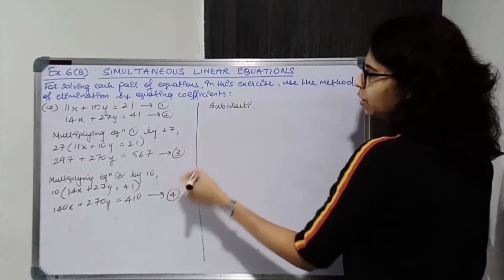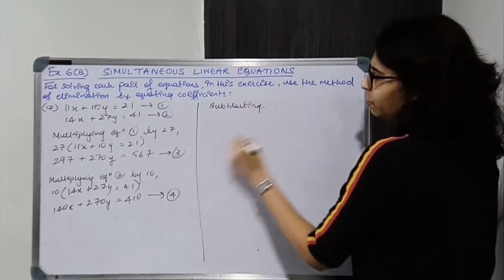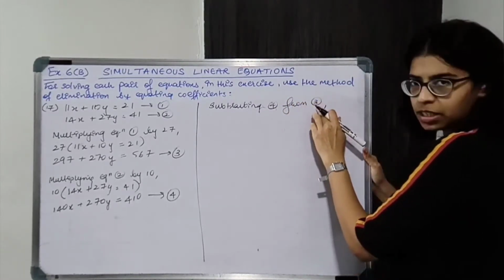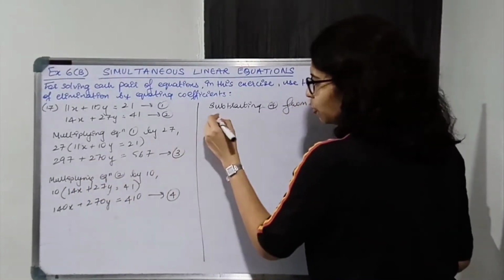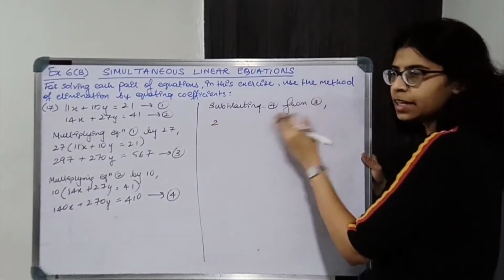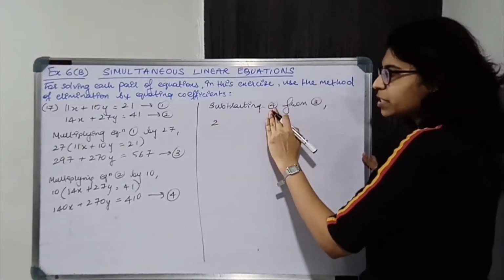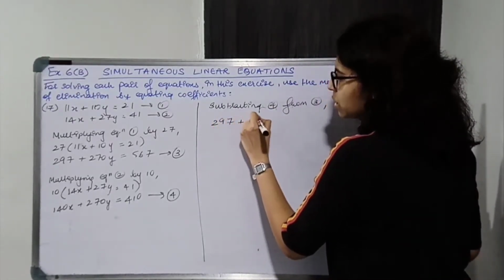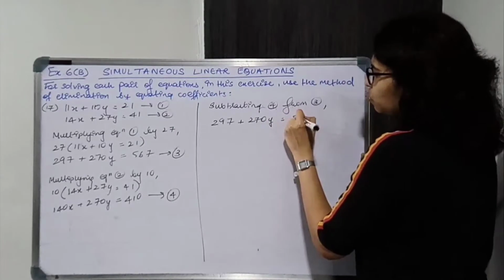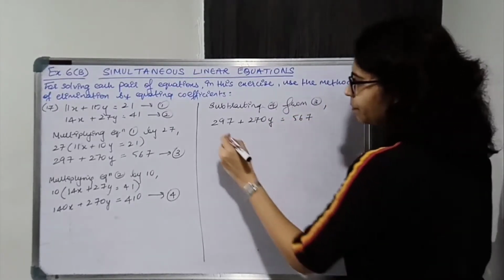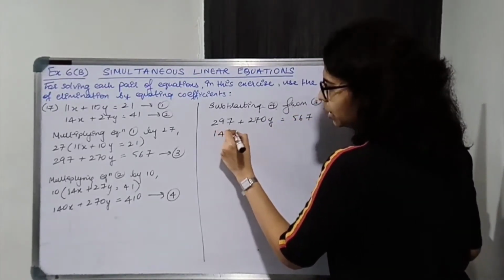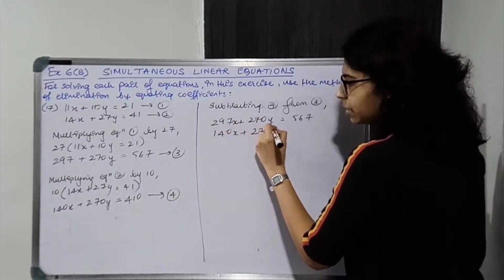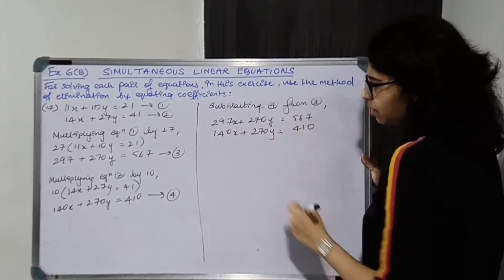You can subtract 3 from 4 or 4 from 3. I am subtracting 4 from 3. So 3 बाद में लिखा है तो पहले 3 को लिखो. Okay, the one that is written at the end, that you will write first, and जिसको subtract करे that you will write afterwards. So 297 plus 270y is equal to 567. Okay, and 140x, x I forgot to write over here, plus 270y is equal to 410.